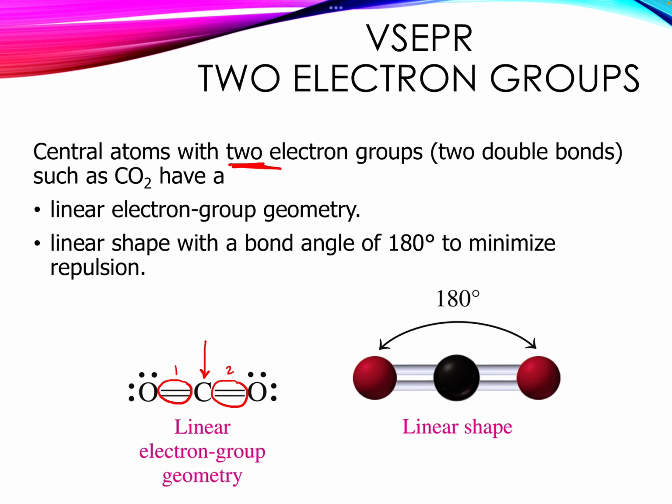As we move through this lecture, you're going to learn two different types of shapes, essentially. The one on the left, when we go through these slides, is always going to deal with the total electron groups.